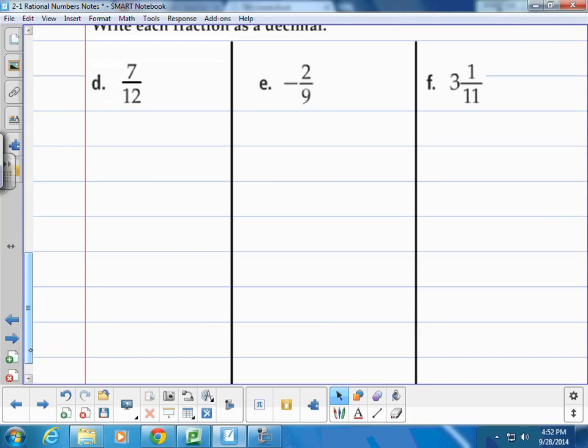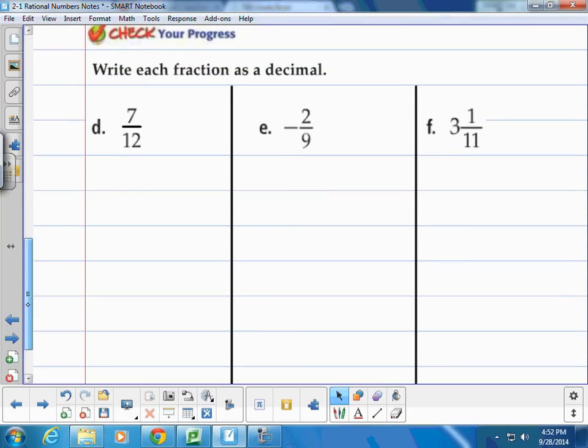You can give these a try. Pause me if you need to, and then come back. Okay, so we have 7/12. We want to find out what 7/12 is as a decimal.